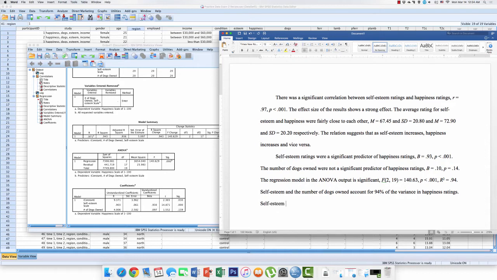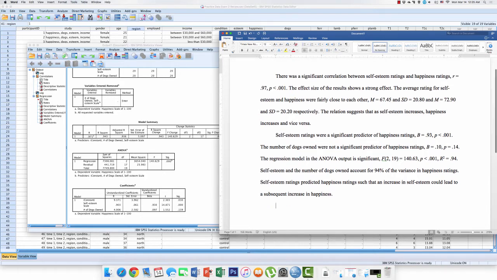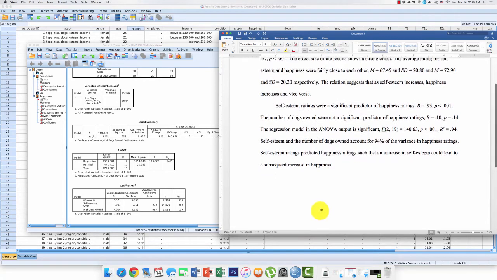So, putting this in plain English, you can write self-esteem predicted happiness ratings, such that an increase in self-esteem could lead to a subsequent increase in happiness. Notice that I'm not saying causing, I'm just saying predicting, and could, meaning other things can happen. So keep that in mind.